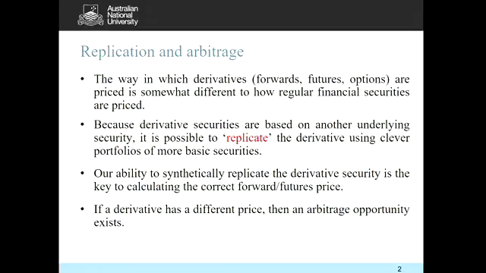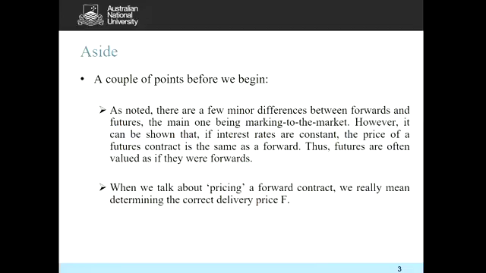The ability to correctly price this forward contract is going to be the central recipe for us to calculate the correct capital F, the forward or futures price. If we ever see this capital F is incorrectly priced, then there will be arbitrage opportunities.